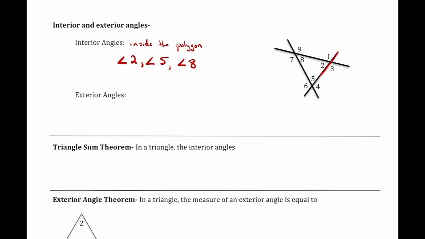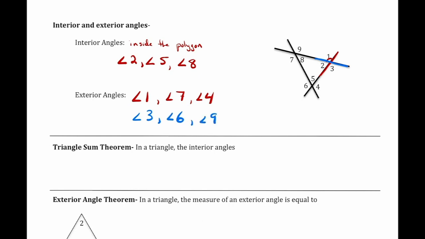An exterior angle would be angle 1. This angle right here. Angle 1 would work. We would have angle 7 and then angle 4. Now we can also extend the sides going the other way, which is why we have more of these listed. We also have angle 3. We can extend out and go the other way, angle 6, and we can look at angle 9.